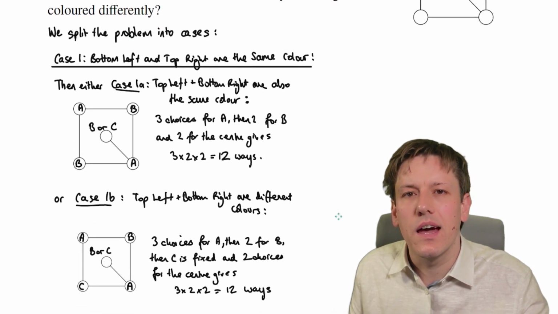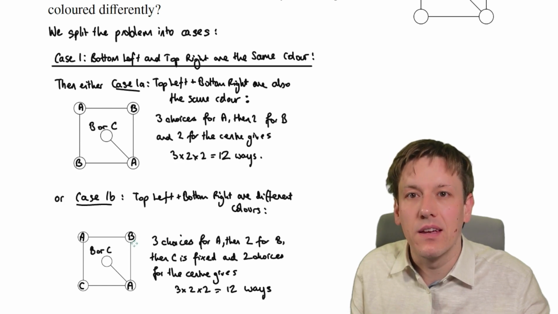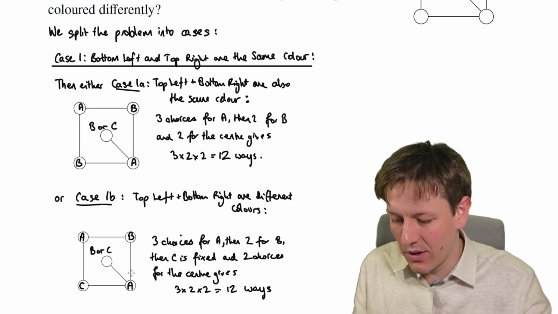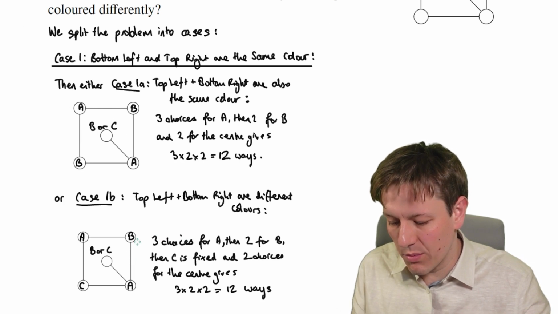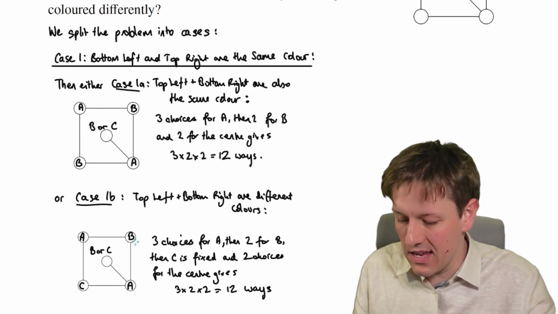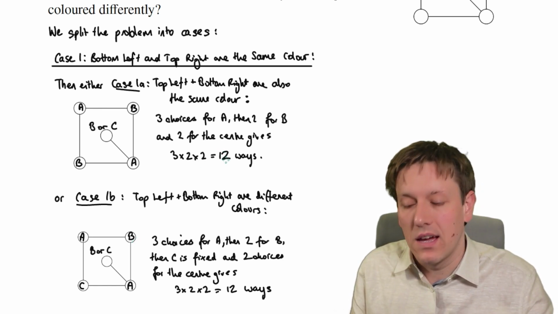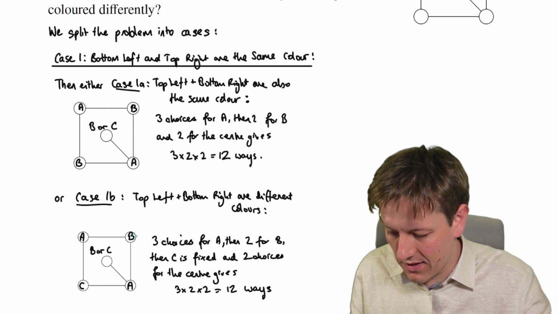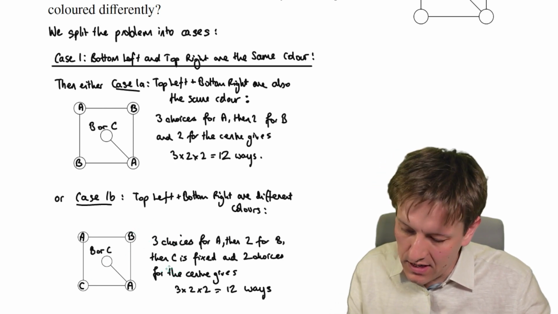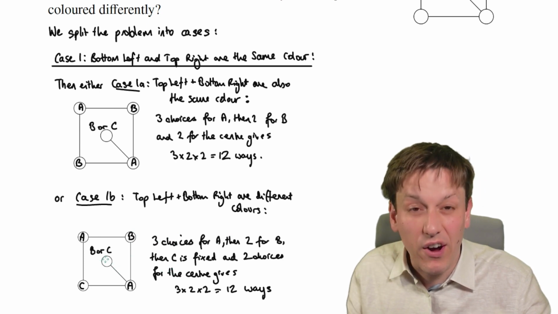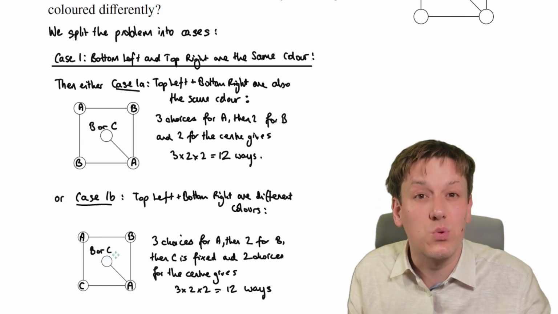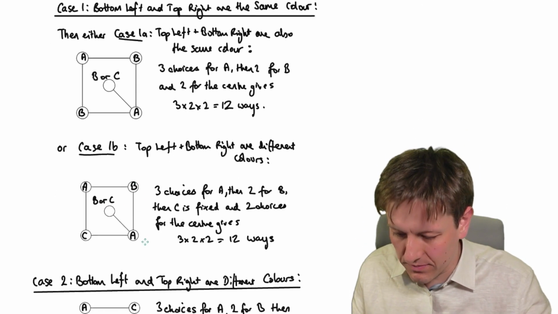And in case 1B, I'm still keeping the top left and the bottom right the same colour, but now I'm going to allow the 2 in the top right and the bottom left to be different colours. And again, this time I'm going to have 3 choices for A, 2 choices for B, but then C has to be fixed because that's the condition of this case, that they're different colours, but then in the centre I could still have either B or C. So there would be 3 times 2 times 2, which is 12 ways corresponding to that case as well.